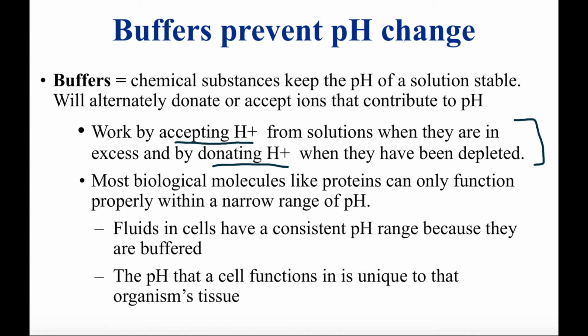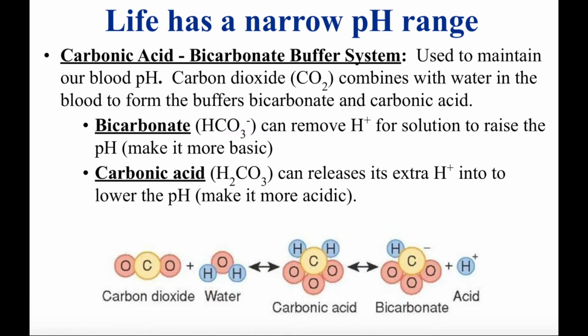Just a reminder, most biomolecules like proteins, which do the work in your body, only function properly within an acceptable range for your pH. And the fluids of your cells are all about making sure your pH ranges are consistent, which is why they are buffered and have chemical substances that keep it consistent. One of the famous ones is carbonic acid bicarbonate. Carbonic acid and bicarbonate are different forms of the same type of molecule, and these are formed by carbon dioxide.